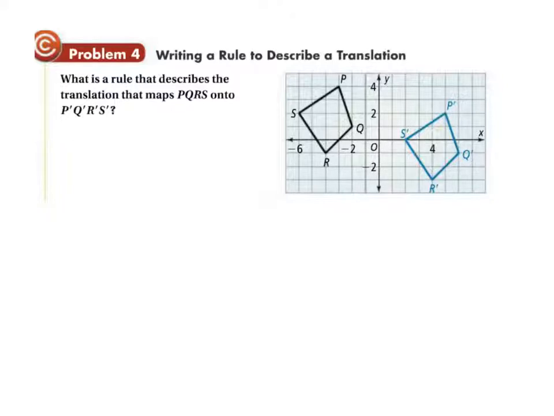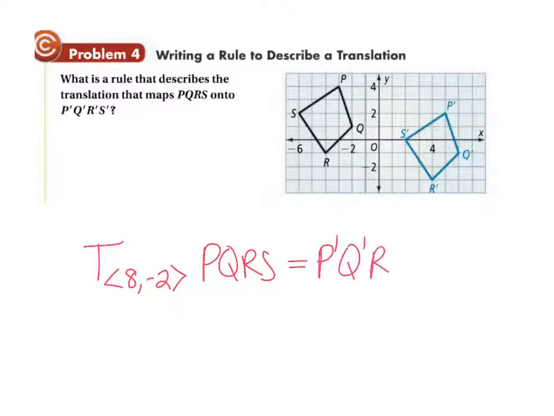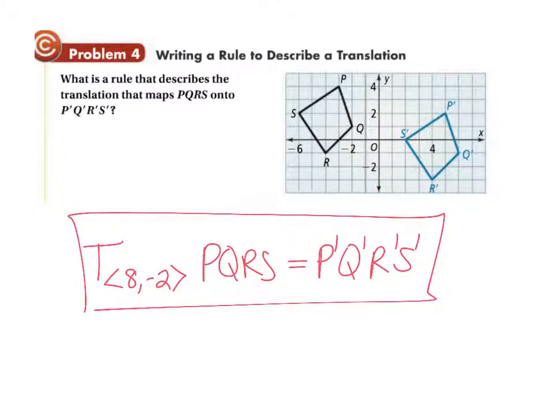So the way to write this will be with a capital T. And then down here kind of low, you're going to say what you did. And we said we went 8 units right, 2 units down, of the original figure, which looks like it is PQRS. And then that's going to equal my image, P prime, Q prime, R prime, S prime. Okay, that's how our notation works.